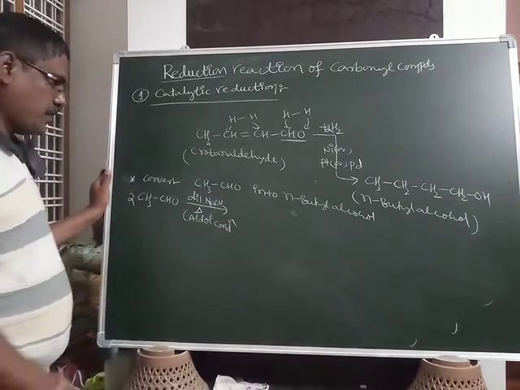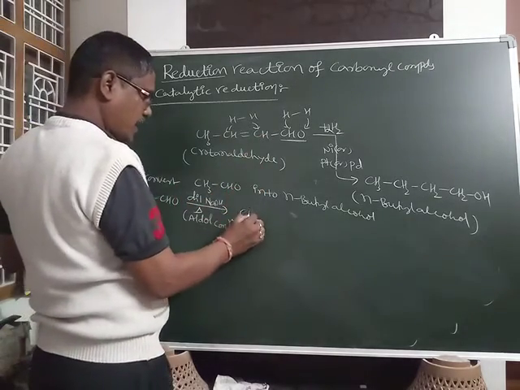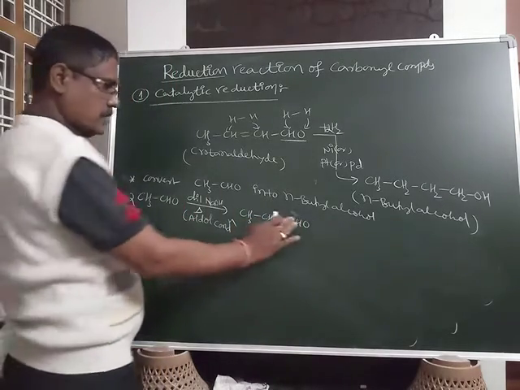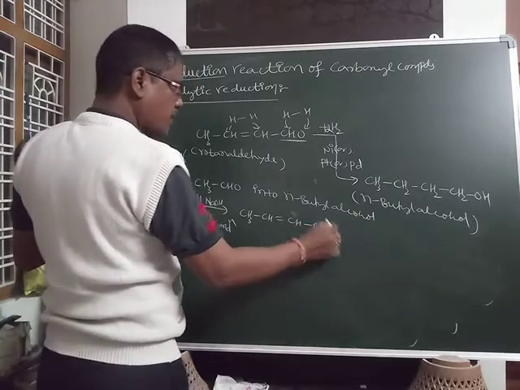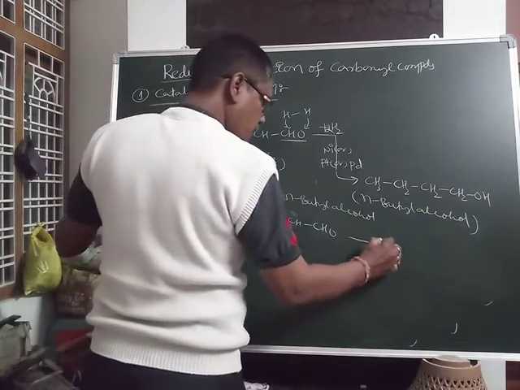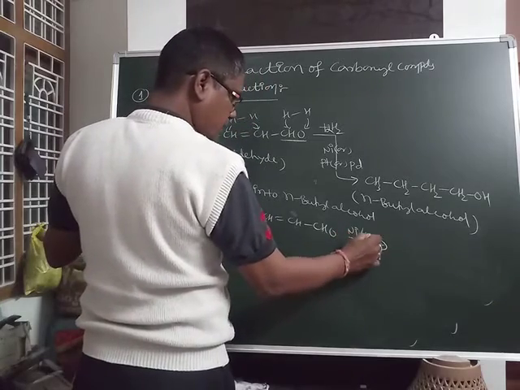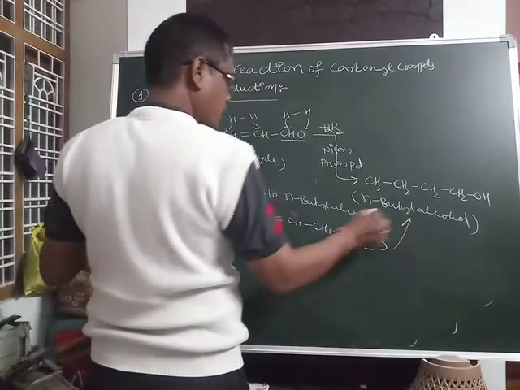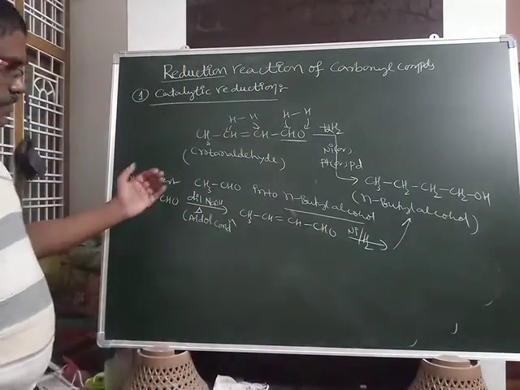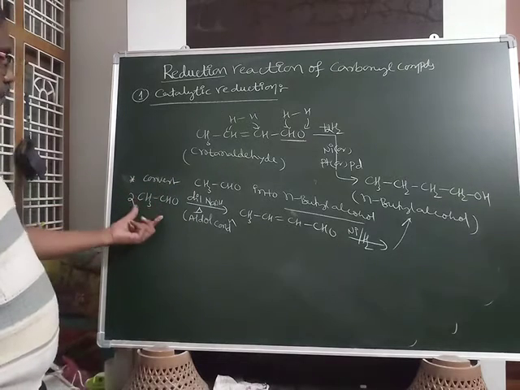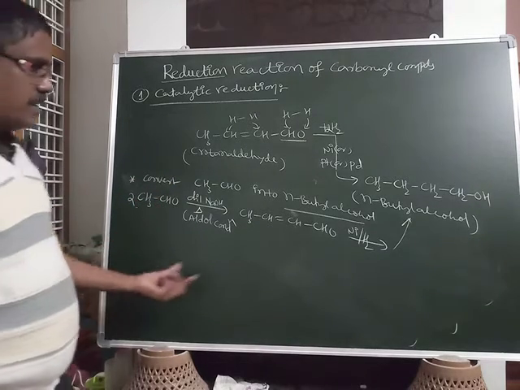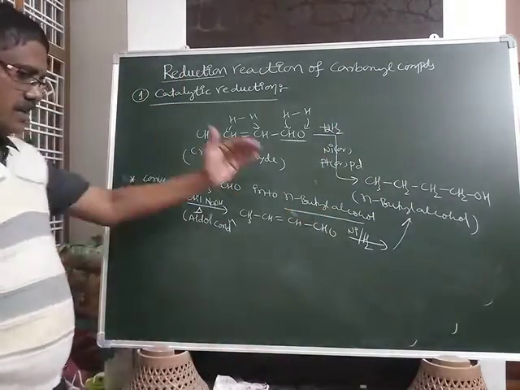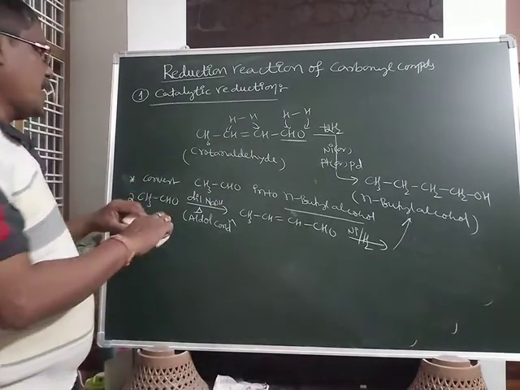Aldol condensation. We obtain crotonaldehyde. This crotonaldehyde, when subjected to nickel and hydrogen, that is reduction, we obtain this N-butyl alcohol. This is one of the conversions in which a 2-carbon compound is converted into a 4-carbon alcohol. This is an advantage of this reaction.